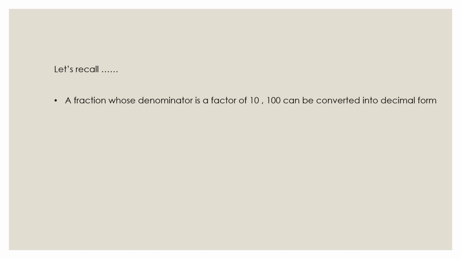So, before going to the new class, let's recall what we have seen in the last class. A fraction whose denominator is a factor of 10 or 100 can be converted into decimal form, isn't it? We have seen so many examples, and can you tell me some of them? Yes, 1 by 2 is equal to 0.5 and 3 by 20 equal to 0.15. Very good. You all remember what we have learned.